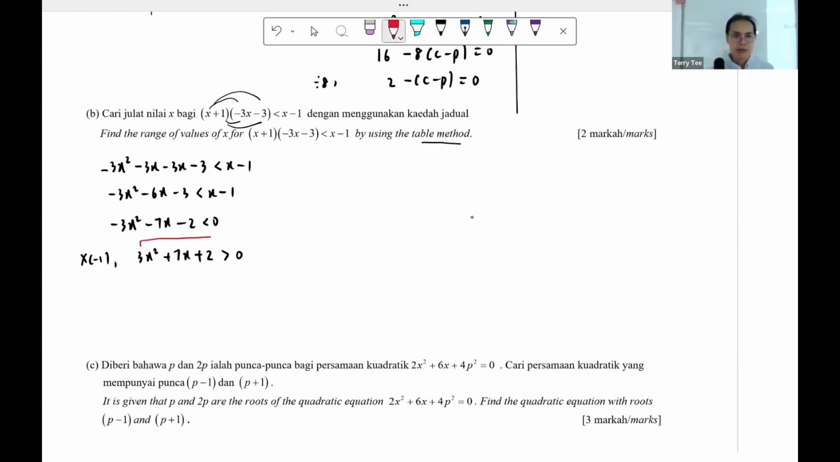Okay, I hope you don't use a calculator. I hope you use your brain. 3 times 2 is what? 6. What are the factors of 6? I want to get 7. 6 and 1, 3 and 2. The one that gives us 7 is 6 plus 1.